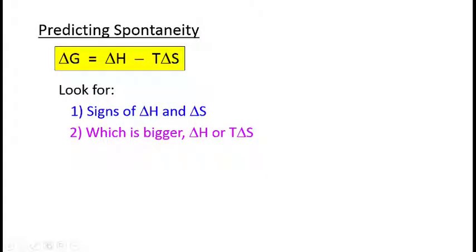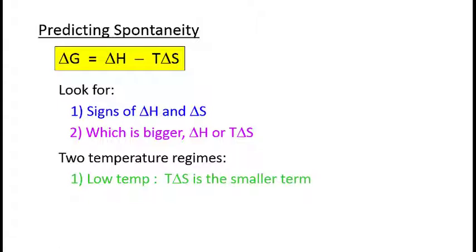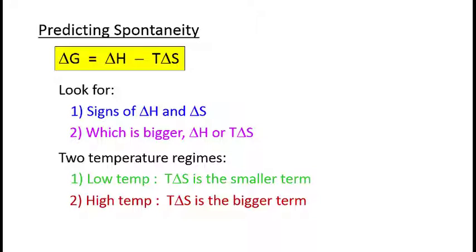So we define two temperature regimes. When we talk of low temperature, we mean temperatures where T delta S is the smaller term. The high temperature regime is where T delta S is the bigger term. Don't be confused by those labels. Low temperature and high temperature does not mean hot and cold to us. It has to do with how much bigger delta H is than delta S.